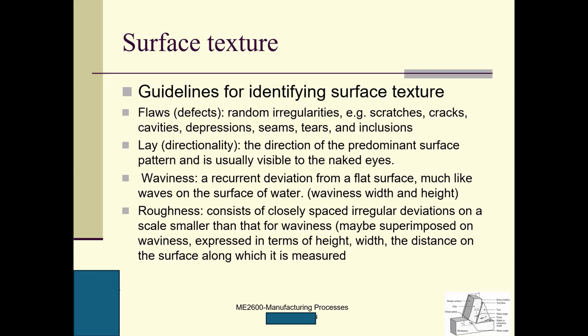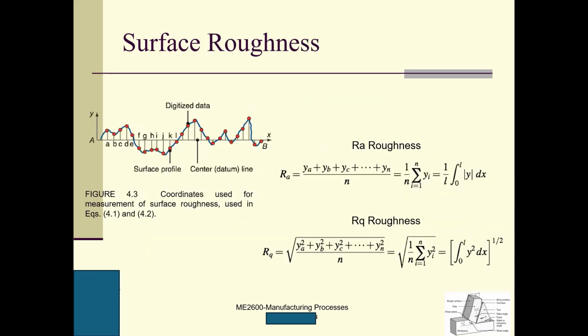One question? So for surface roughness, we have two commonly used measures. One is called Ra, and one is called Rq. So this is the surface. You can see this is our actual surface. This is a surface profile. This is digitalized data, and this is a center line.